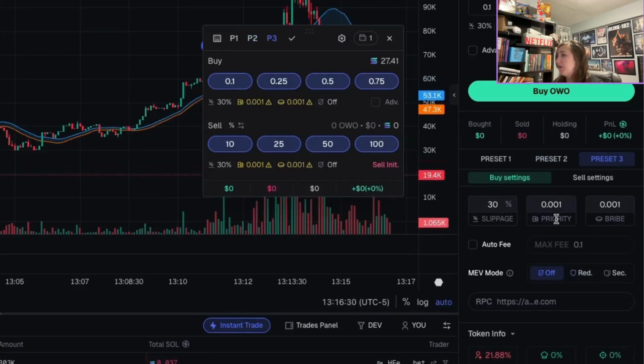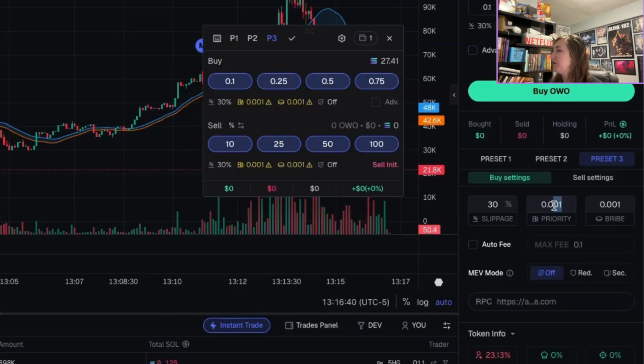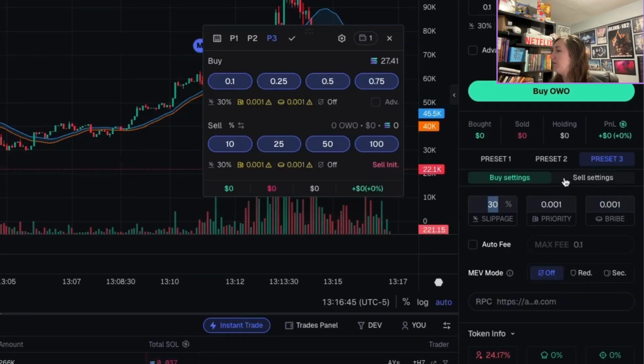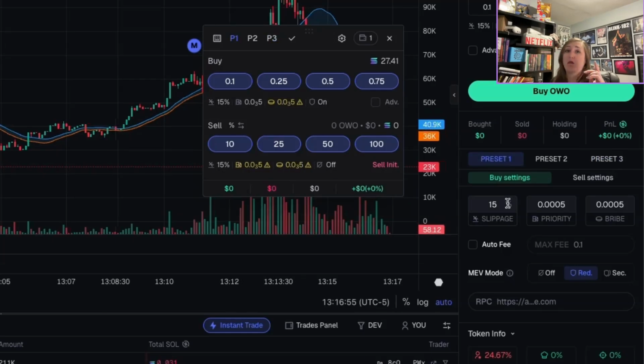Preset 3, say we're sniping, maybe the chart's moving rather quickly and we're looking to snipe an entry. You'll probably have to bump this up to 0.001 and a 30% slippage with this off. Sell settings, same thing, reduced. So that is what I would be looking at if you were playing with 0.1 sol. If we were playing with 1 sol, these are going to have to move up.